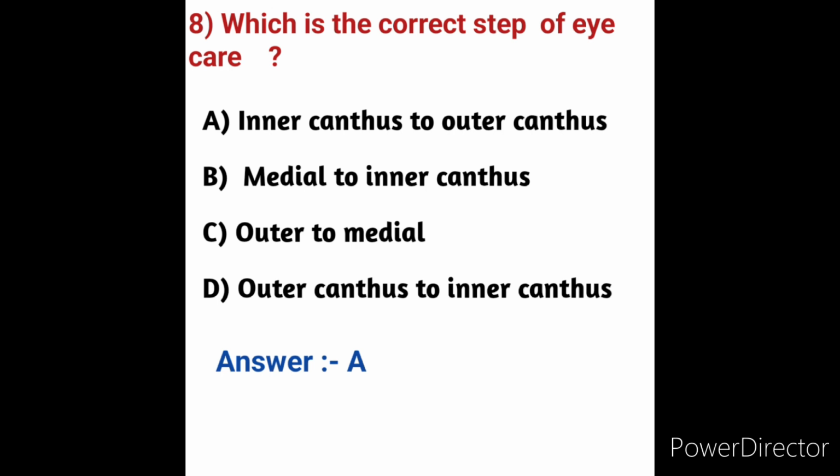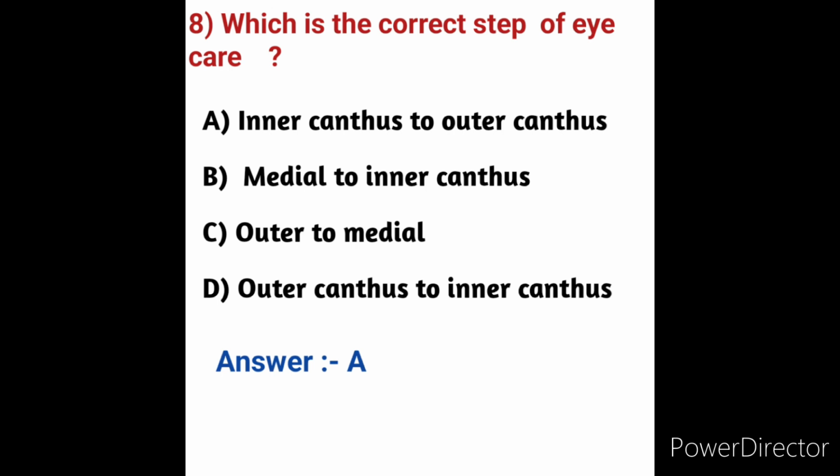Option B, medial to inner canthus. Option C, outer to medial. Option D, outer canthus to inner canthus. Here option A, inner canthus to outer canthus, is the step of the eye care, and a simple hygiene measure showing how to clean the eyes without risk of cross infection.